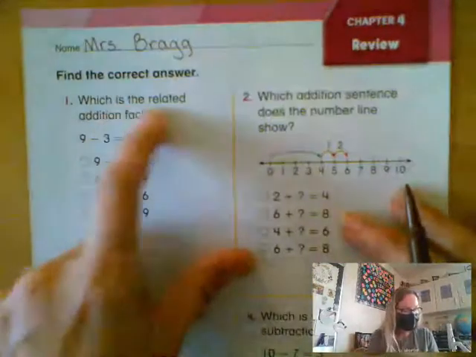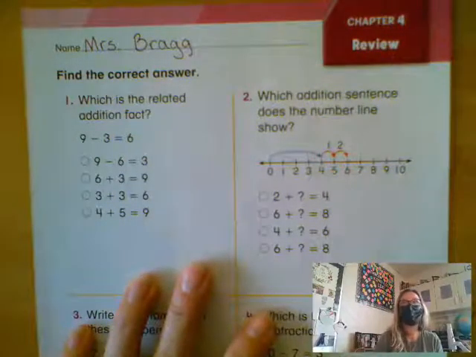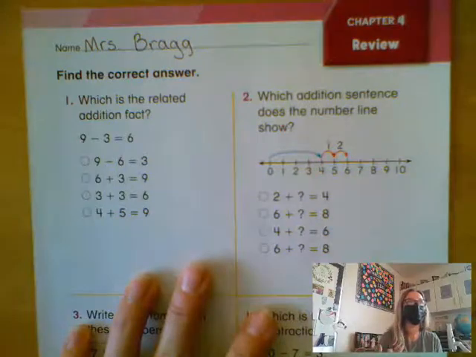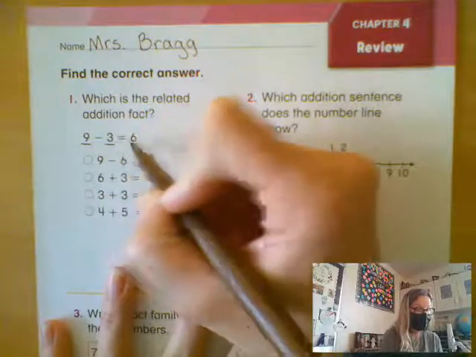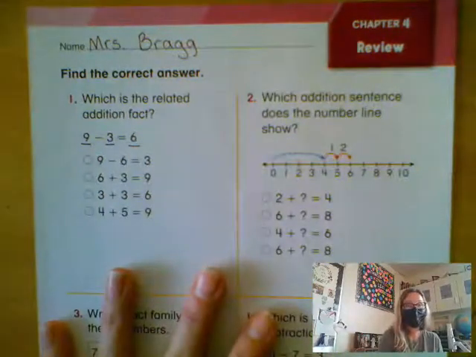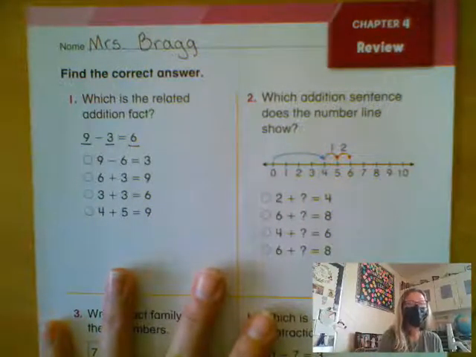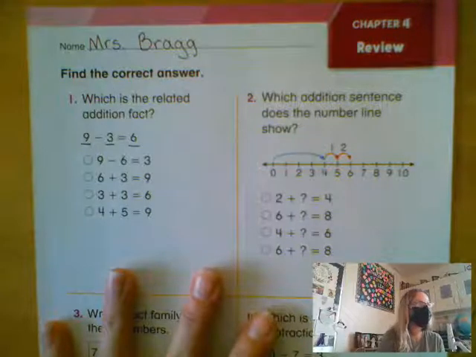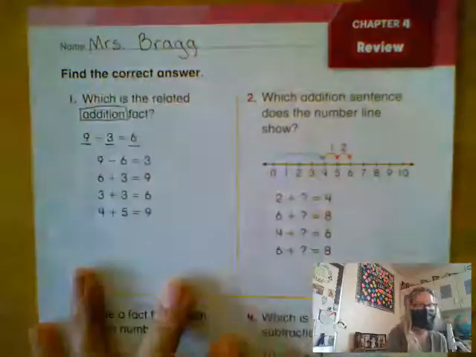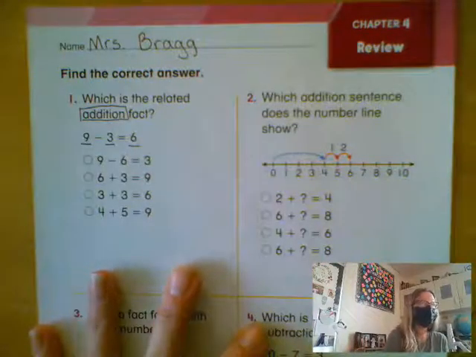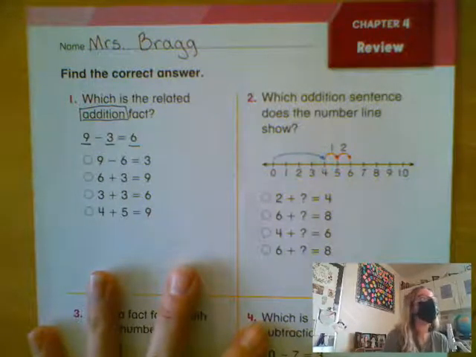So number 1 says, which is the related addition fact? Remember, whenever we're talking about being related, it means we're in the same family. So in this fact family, we need a 9, a 3, and a 6. So we'll go through and find one that has a 9, a 3, and a 6. Now, it says, what is the related addition fact? So I might find one that's a related subtraction fact, but that's not what they're asking. They want the related addition.